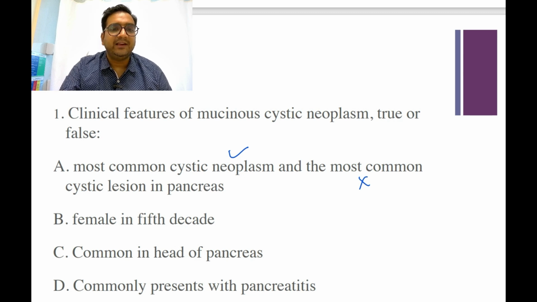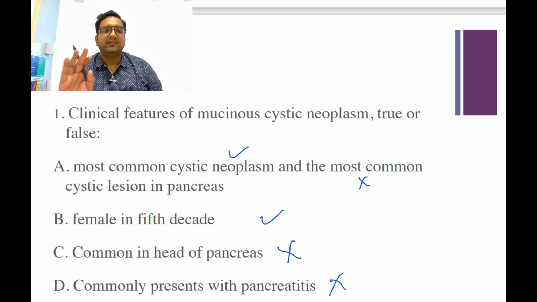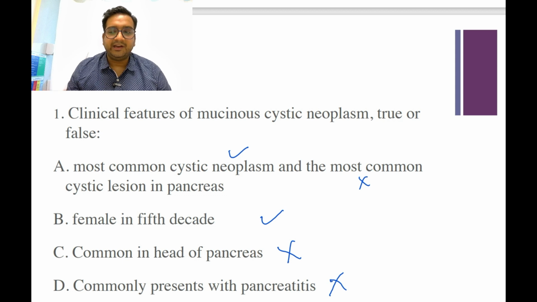Now, it is seen in females in the fifth decade. It is true. Commonly seen in the head of pancreas, false, because it is commonly seen in the body and tail region. It commonly presents with pancreatitis, false. It commonly presents with abdominal pain, and pancreatitis is seen in only 20% of cases. So there are three statements which are false, only B is true.